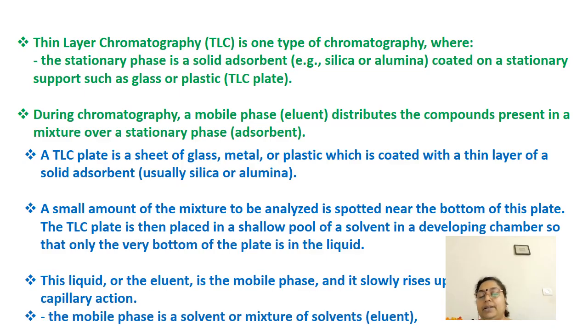The TLC plate is made up of glass, metal or plastic, which is coated with a thin layer of solid adsorbent, usually silica or alumina. Then a small amount of the mixture to be analyzed, that is the sample, is spotted near the bottom of the plate. The plate is then placed in a shallow pool of solvent, that is the mobile phase, in a developing chamber. This mobile phase or eluent slowly rises up the TLC plate because of capillary action. The mobile phase may be a pure solvent or a mixture of solvents.